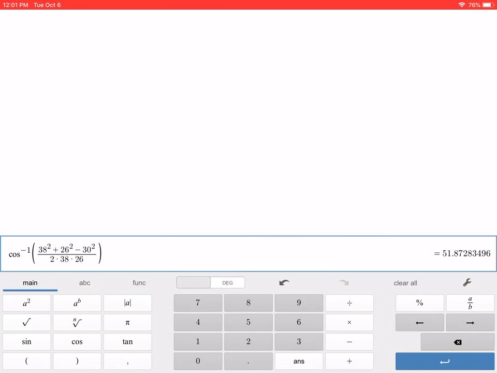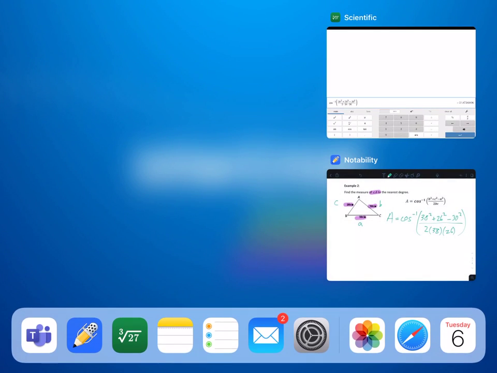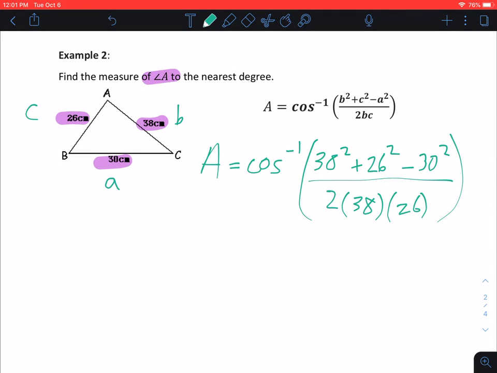Okay, so that whole thing is going to give us 51.873. Okay, so angle A is going to be 51.873, and they want us to round to the nearest degree. So when we do that, we're going to round to 52 degrees.